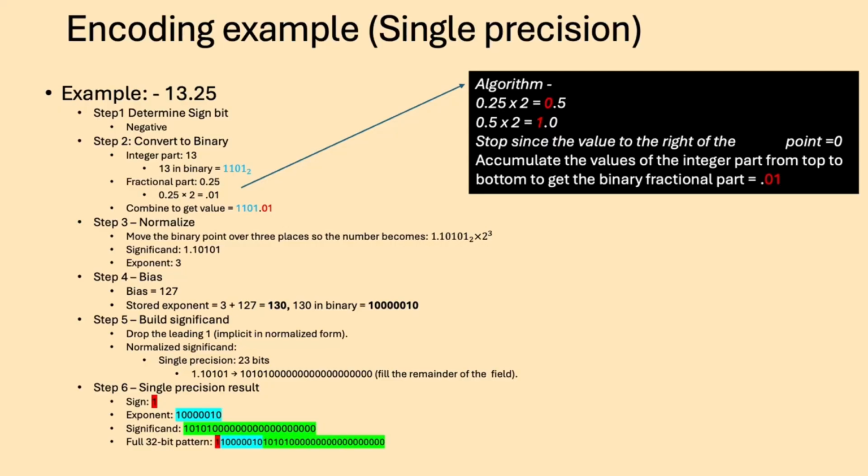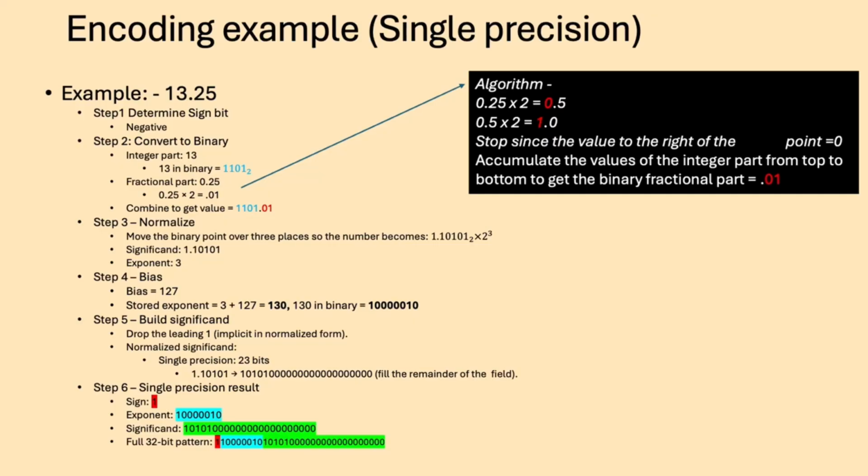Next, the value is normalized by shifting 3 places to get 1.10101. The number then is 1.10101. The bias for single precision is binary 1111111 plus the stored exponent of 11, which is 3 in base 10, giving binary 10000010 for the exponent value.